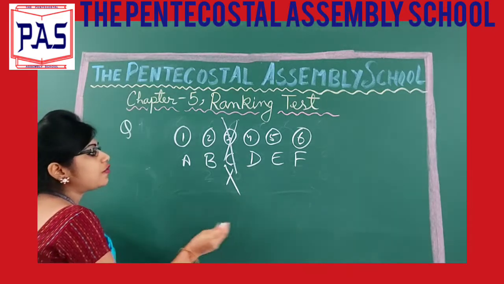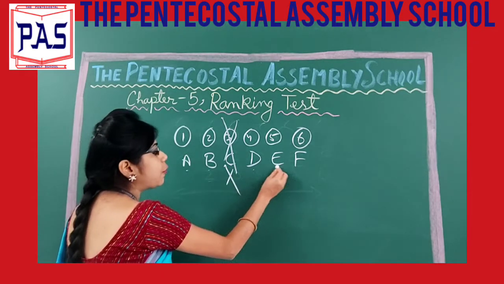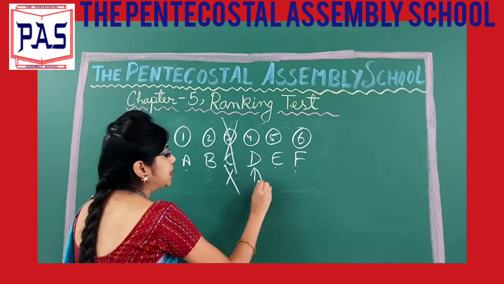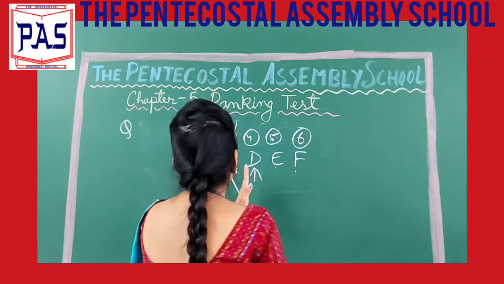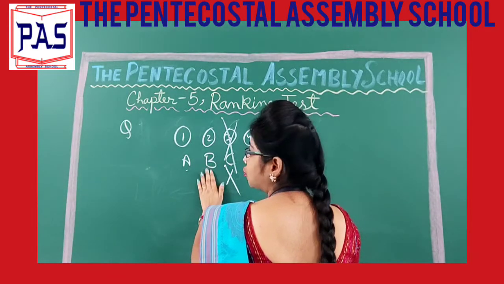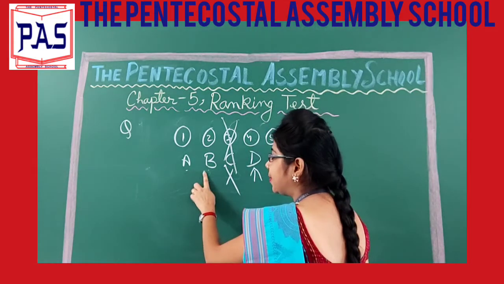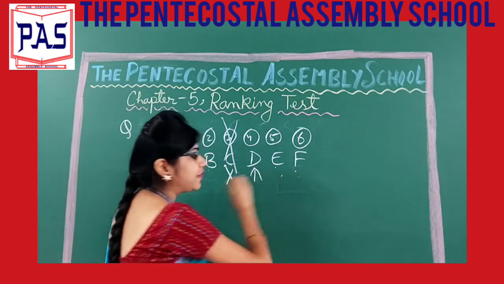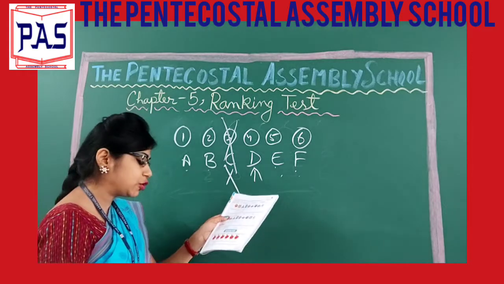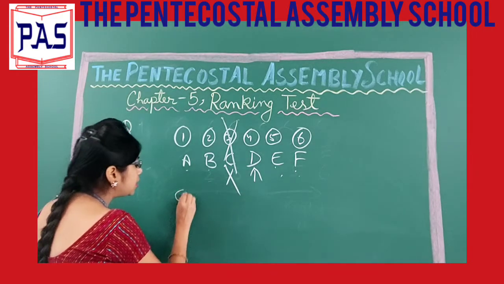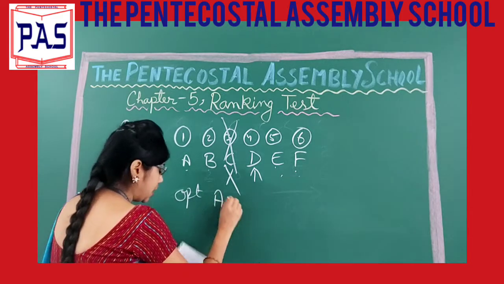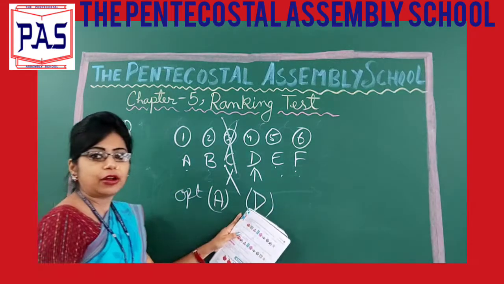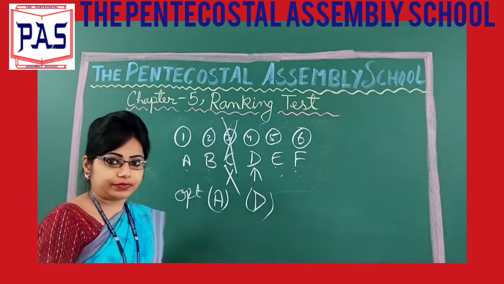You can see that now we have 1, 2, 3, 4, 5 apples. So which one is in the middle? Apple D. Apple D is in the middle because to the left of apple D there are 2 apples, apple A and apple B, and to the right of apple D, apple E and apple F are there. So our answer for question number 2 is option A, apple D. Apple D is the middle of the row. Is it clear?